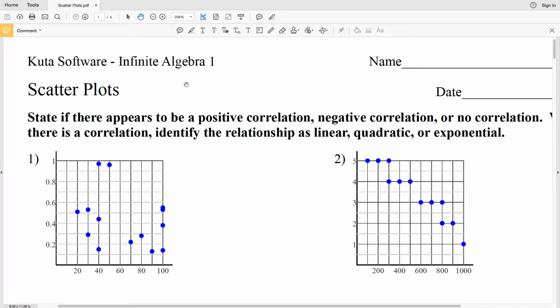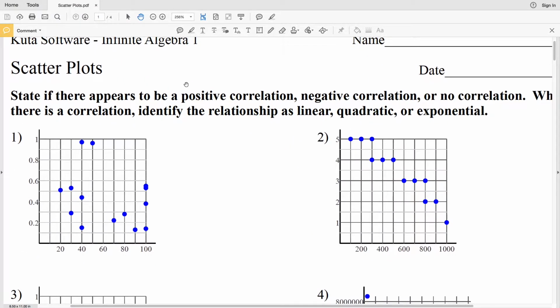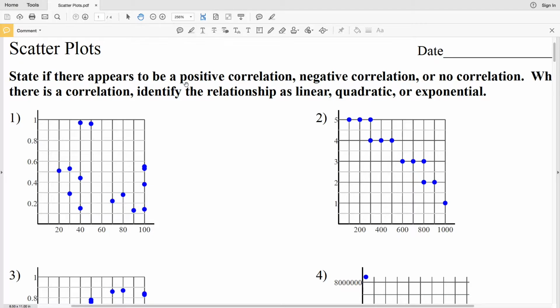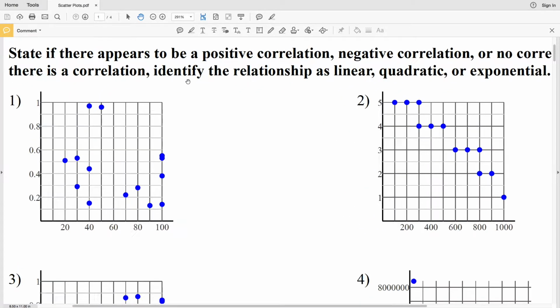In this video, we're going to start the Kuta Software Infinite Algebra 1 free worksheet on scatter plots. Our instructions in this first section are to state if there appears to be a positive correlation, negative correlation, or no correlation. When there is a correlation, identify the relationship as linear, quadratic, or exponential. So let's look at number 1.